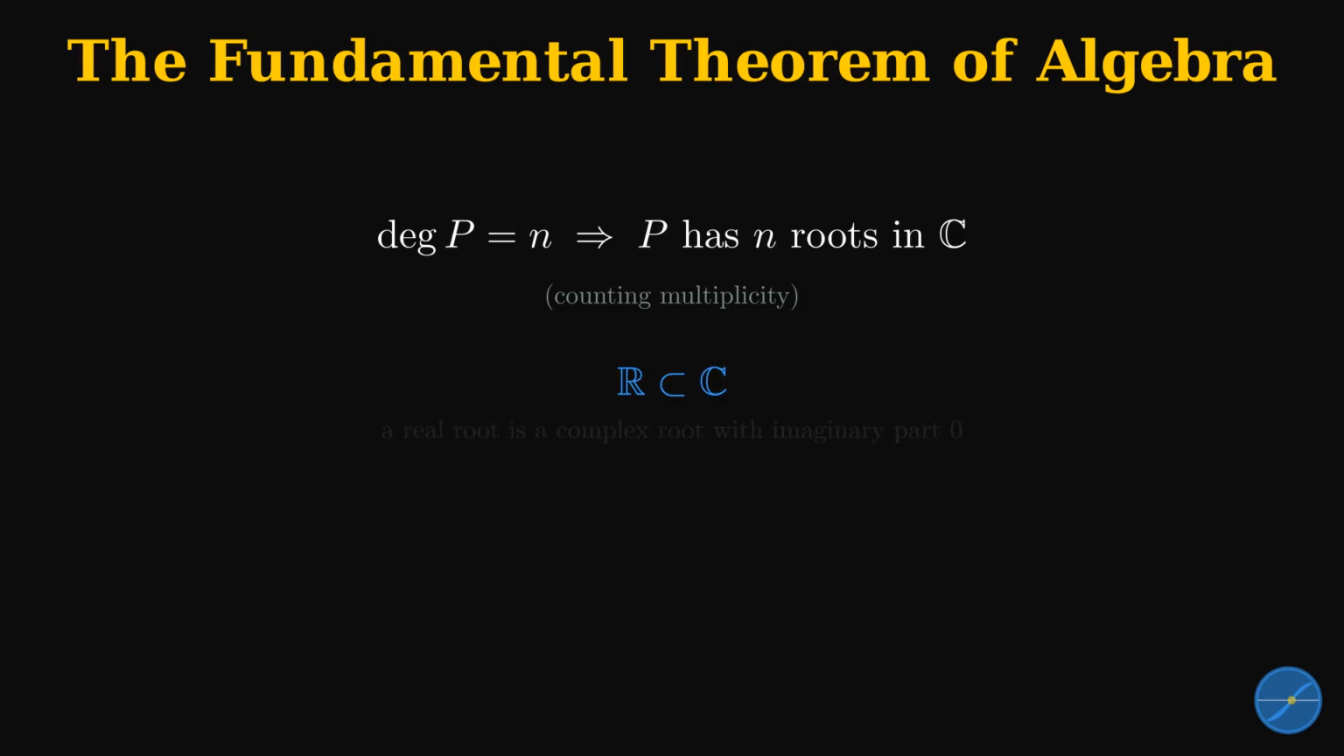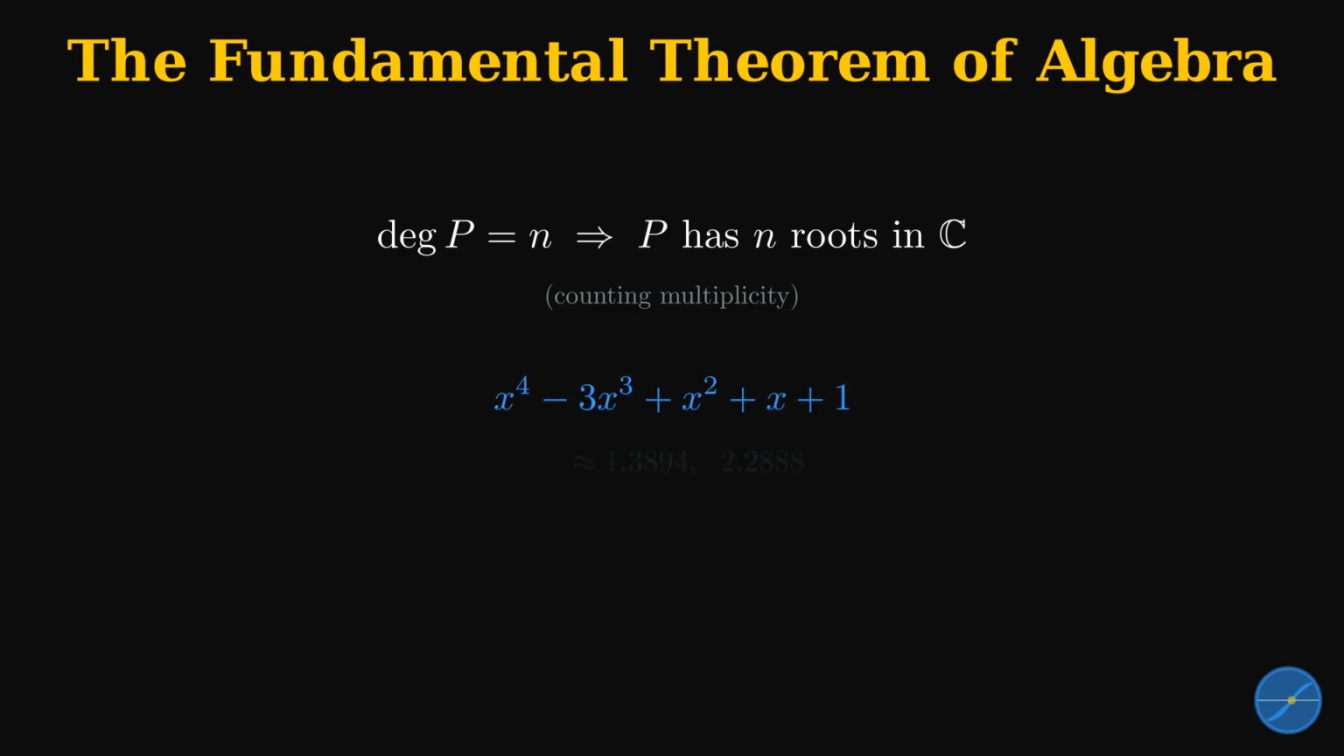One word of care, because it trips people up. Here complex means a number in the complex plane, and that includes the reals, which are just complex numbers with zero imaginary part. So the theorem promises n roots in all. Some may sit on the real line, some genuinely off it.